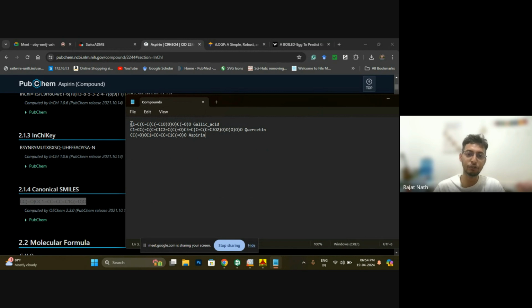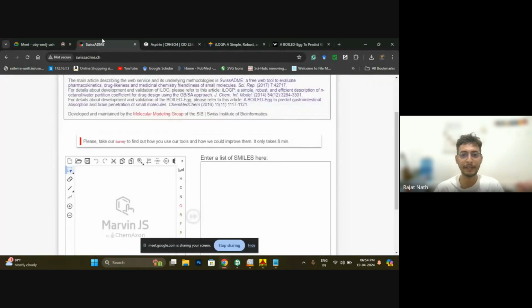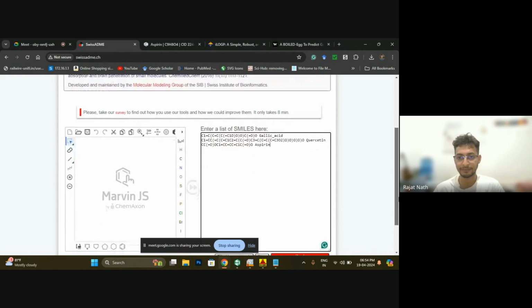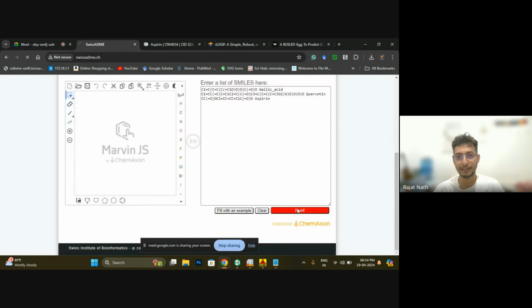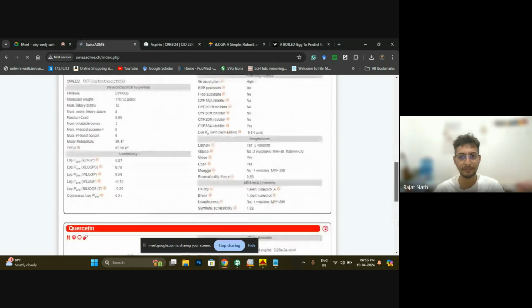Needed. So you can put 200, 300, 400, however many compounds you want, you can put here. So simply select all by clicking Control A, copy all with Control C, or right click copy, go to ADMET and paste the list here. Just paste your SMILES list here. Then click on run. It will take a few minutes to generate the data.